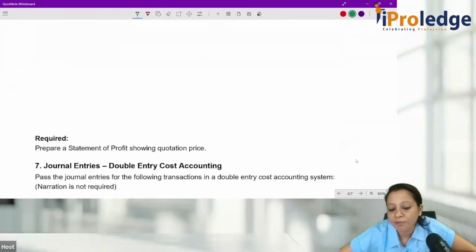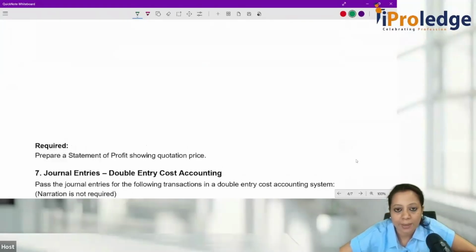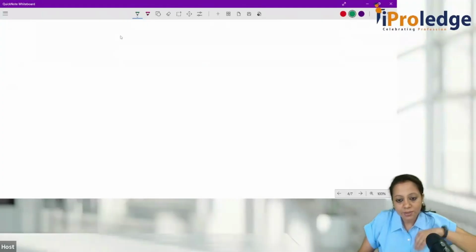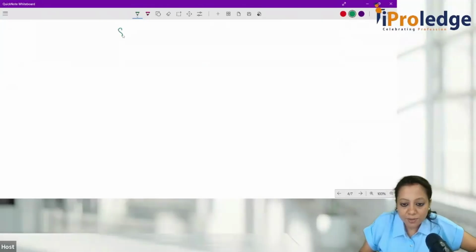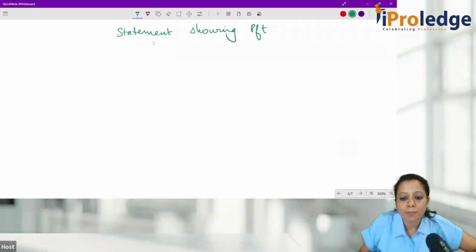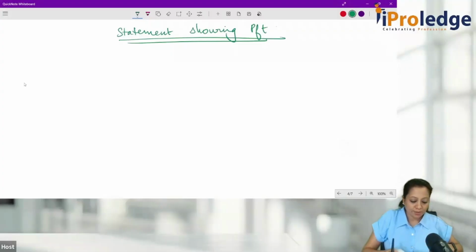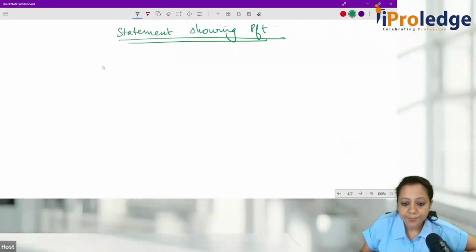So now we will proceed to prepare the statement of profit showing the quotation price. Okay. So it is very similar to a cost sheet. It can be asked as a cost sheet problem also. It can be viewed like that also. Yes. So now what we can do? Let us start. It is going to be a statement showing profit. I hope everybody is able to access your marathon 1 questions, right? Everyone. So now it is going to start with direct material because we are going to follow the cost sheet format only.